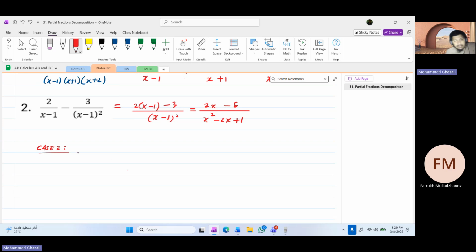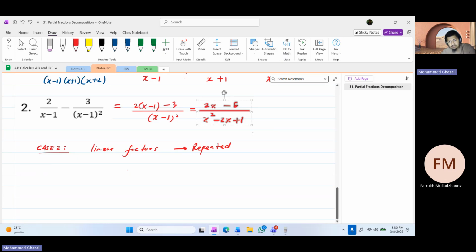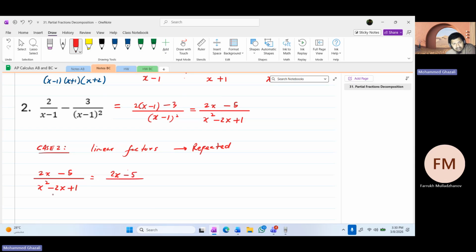What is case 2? Repeated linear factors. So what we have, linear factors that are repeated. Why do we say repeated? Because you can see this is x minus 1 squared, and you can have another one, which is x minus 1 cubed. So how do we decompose? What's your decomposition rule? So your question will be this. And you will do like normal, factorizing. So you will factorize this into 2x minus 5, and you will notice that, hey, wait a minute, this is just x minus 1 squared, okay?